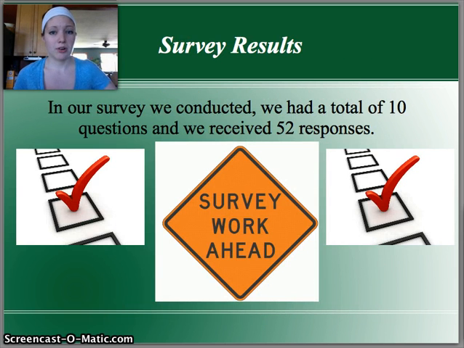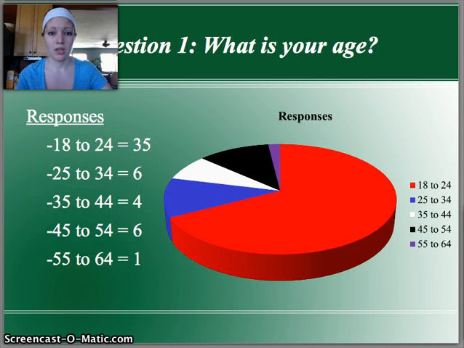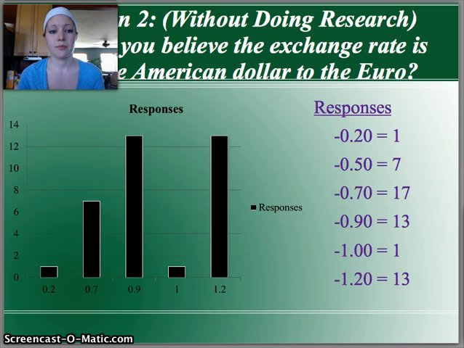Next, I'm going to talk about our survey. We had a total of 10 questions and we had 52 responses in total. So we first asked what your age was to get an idea of who was taking our survey. We had 35 people for 18 to 24. We had 6 people for 25 to 34. We had 4 people for 35 to 44. We had 6 people for 45 to 54 and 1 for 55 to 64.